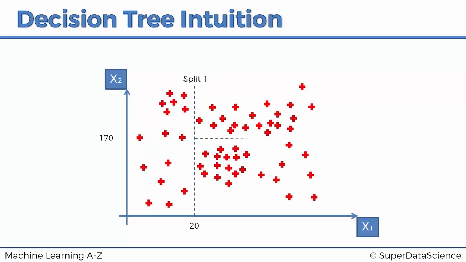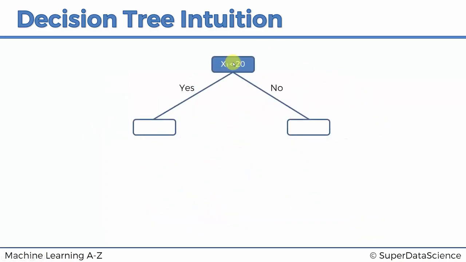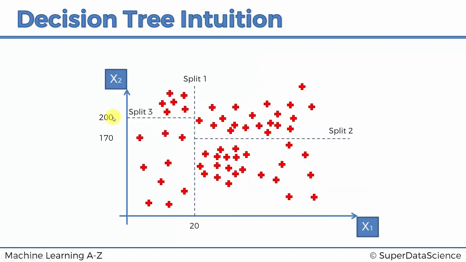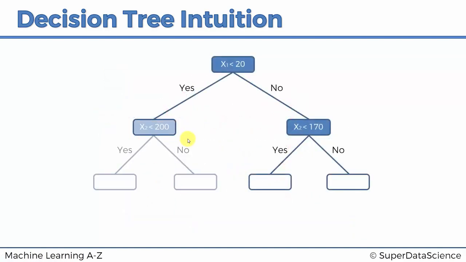Next happens split 2. Split 2 happens at 170 and only happens for the points that are greater than 20. That means you would check this condition, x1 is less than 20, meaning you check no, the answer is no, and then you check if x2 is less than 170. Then split 3 happens on the other side, and it checks if x2 is less than 200. Let's add that here, x2 is less than 200.